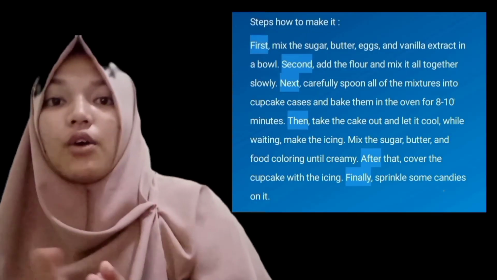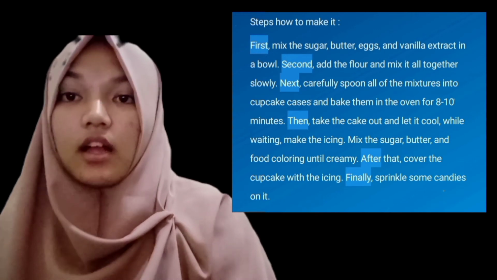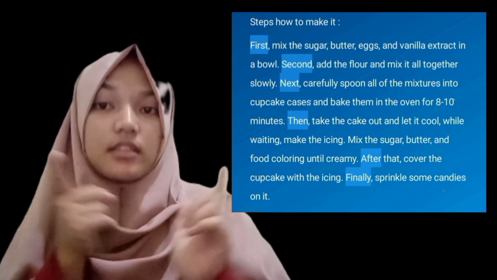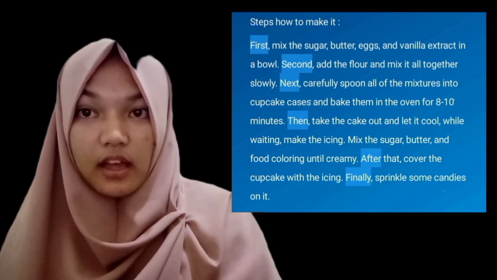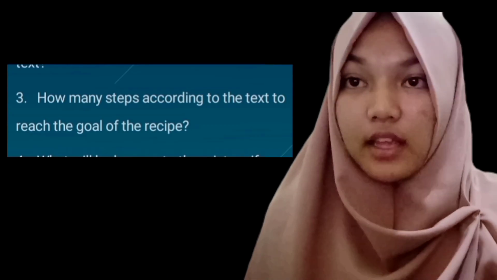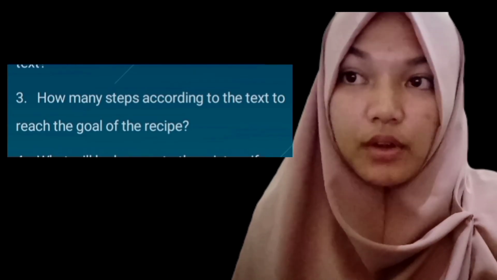So look at the steps there, right? We find temporal conjunctions. There are first, second, next, then, after that, and finally. So there are 6 temporal conjunctions in the text. That is the answer to the third question. How many steps according to the text to reach the goal of the recipe? The answer is there are 6 steps. Okay, maybe that's all from me.